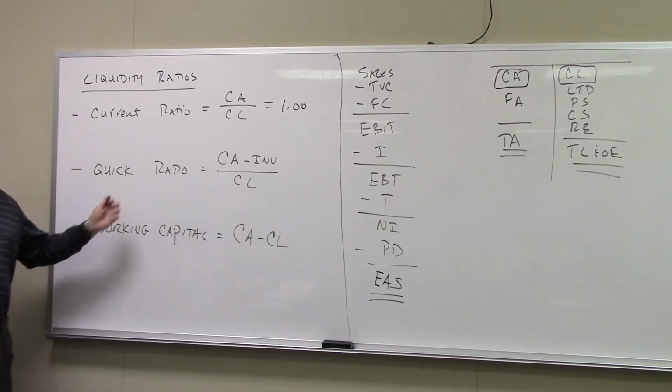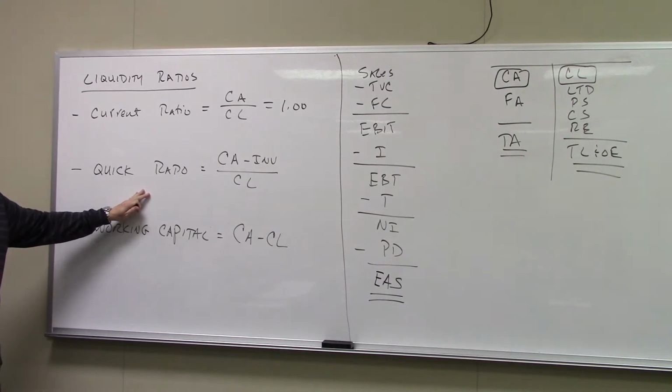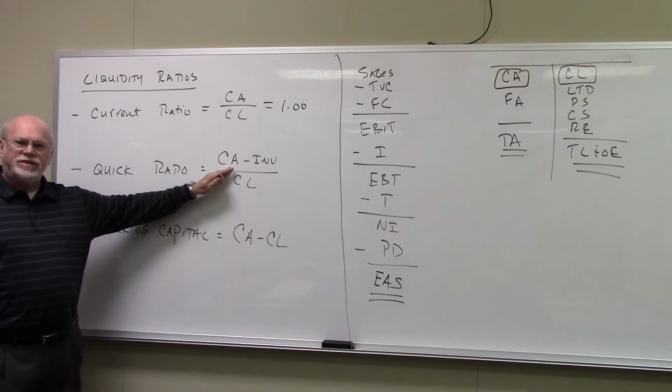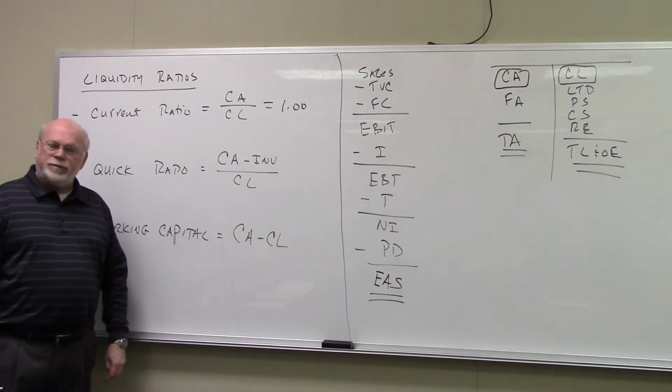The next liquidity ratio we're going to talk about is known as the quick ratio, sometimes called the acid test ratio. And the quick ratio is defined as current assets minus inventory divided by current liabilities.